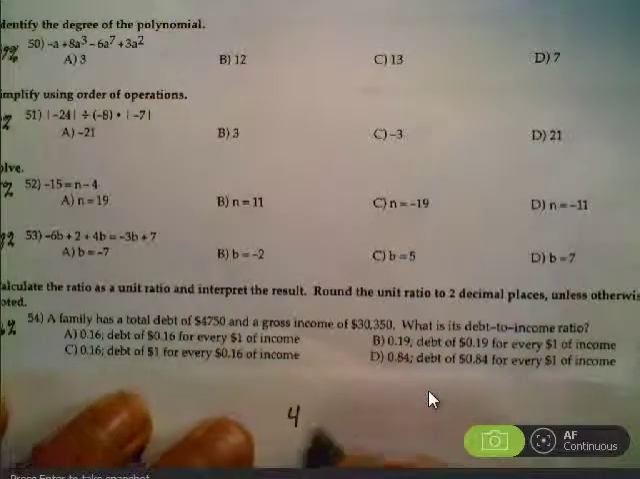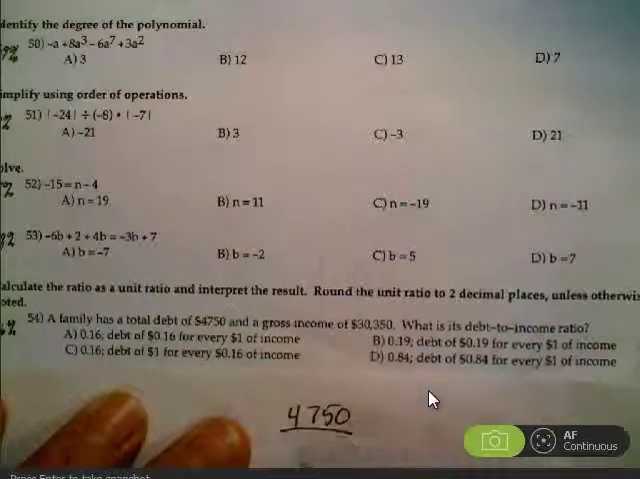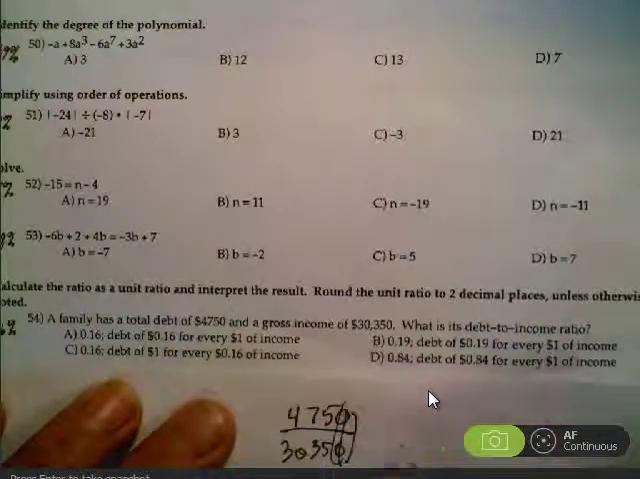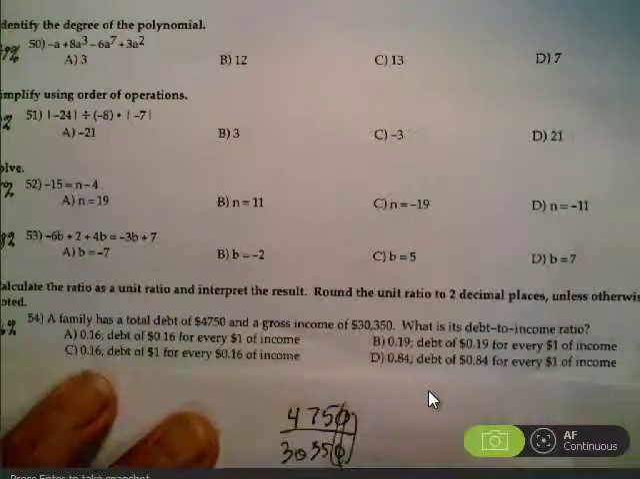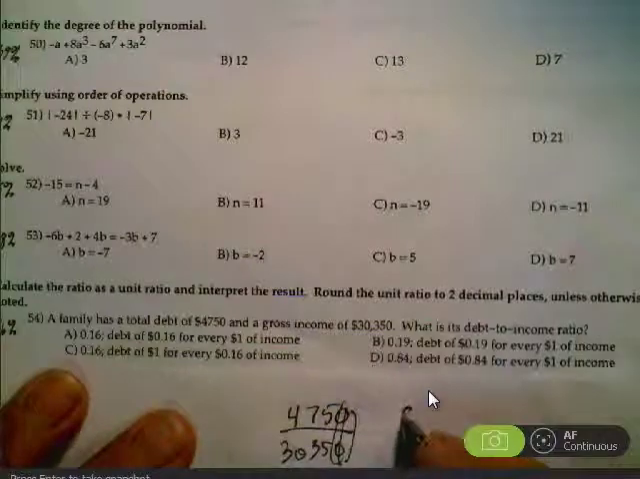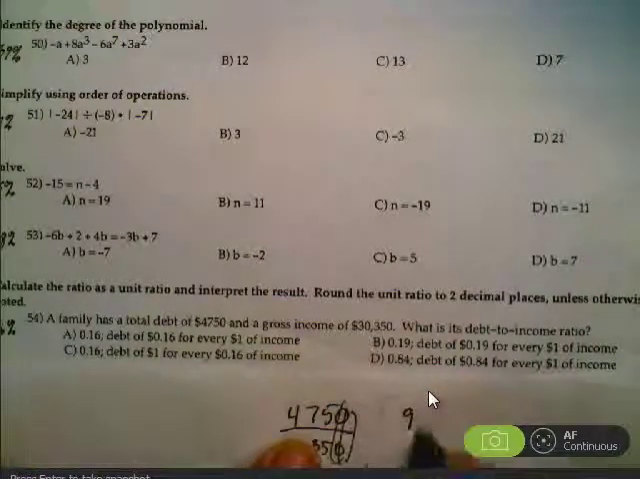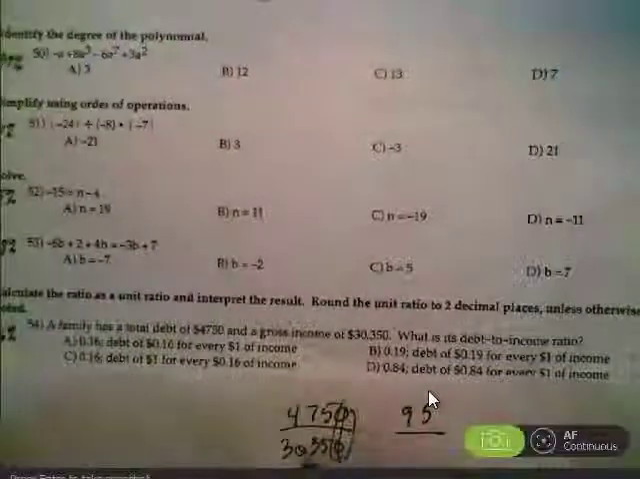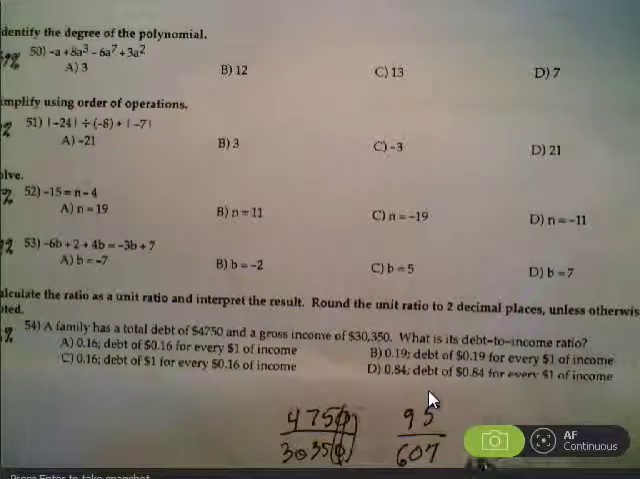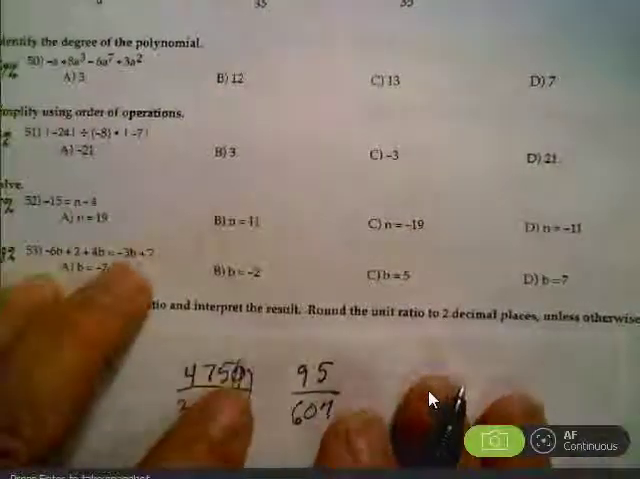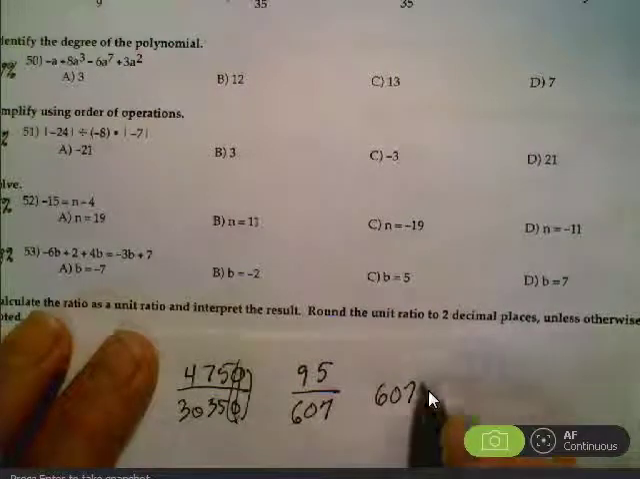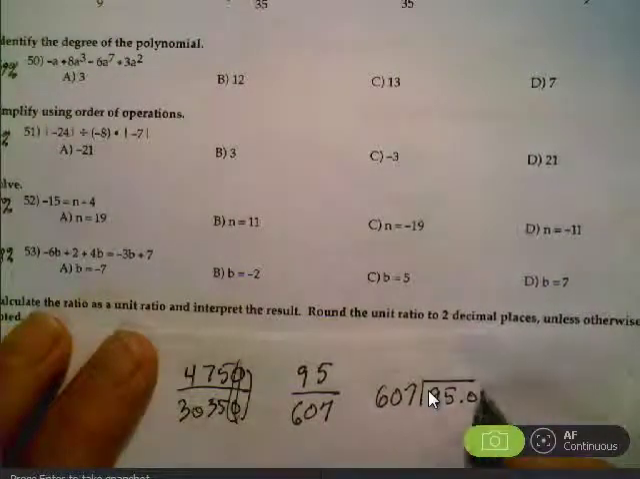So $4,750 to 30,350. Again, commuting the tens, and then I like to look at the fact that there's 5s in both of those. So dividing by 5, we have 9, 5, 45, and 20, 95, and 5, well, 5 into 30 is 6, and it doesn't go into 3, but it goes into 35, 7. Okay, so we have to divide 607 into 95 to get a unit ratio. 607 into 95. Make sure you place that decimal.